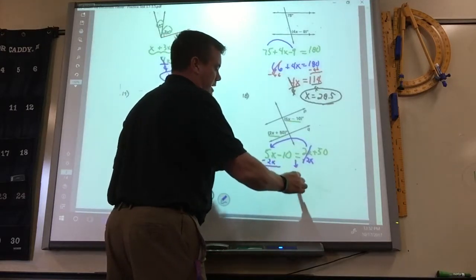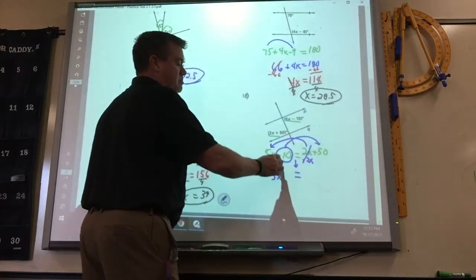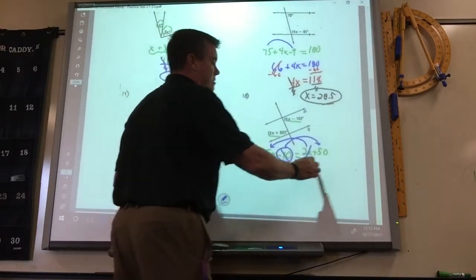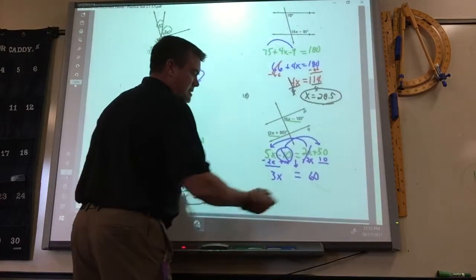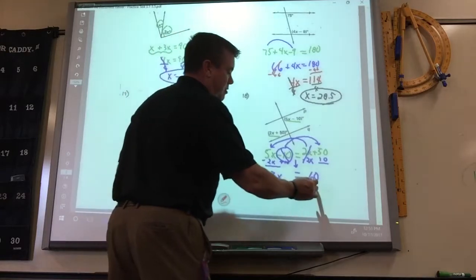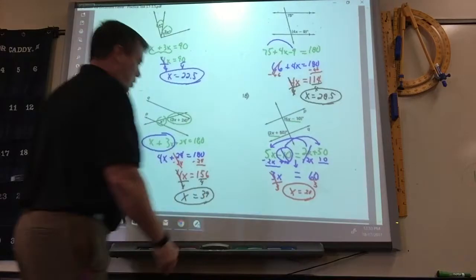Remember, drop the equal sign down. So then get the non-x's to the other side. It's a minus 10, so you add 10. And you get 60. Then all we got to do is divide by 3, and x is 20. Too easy.